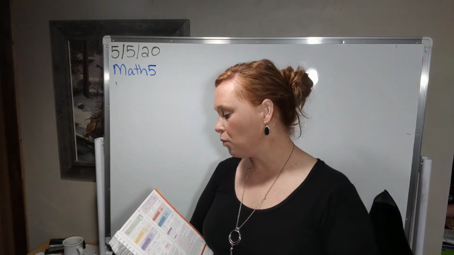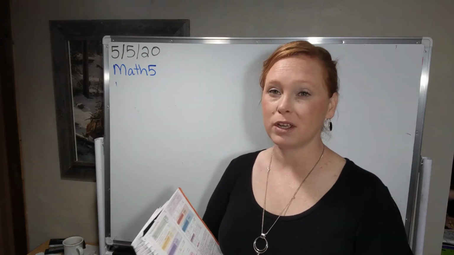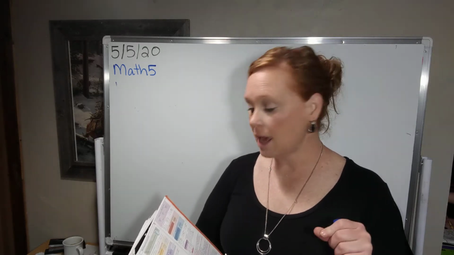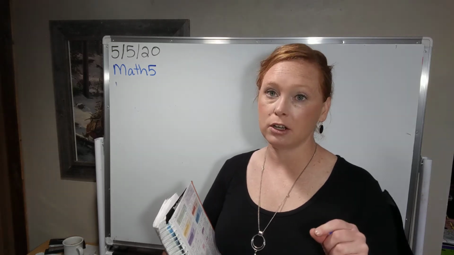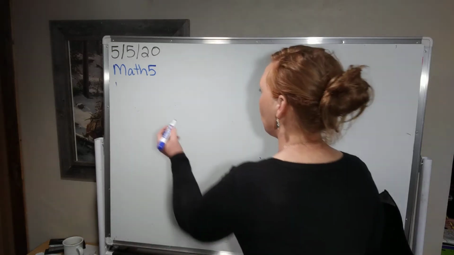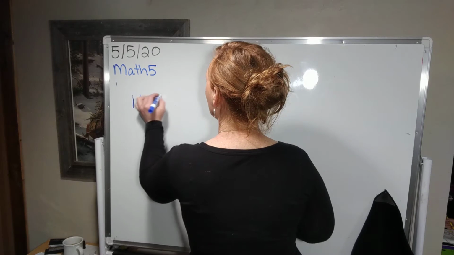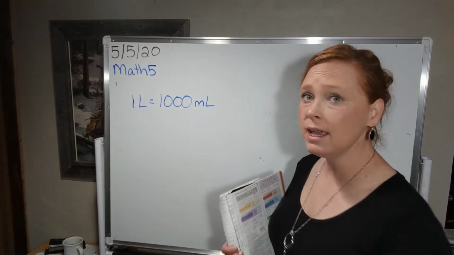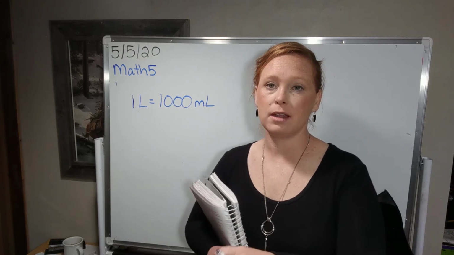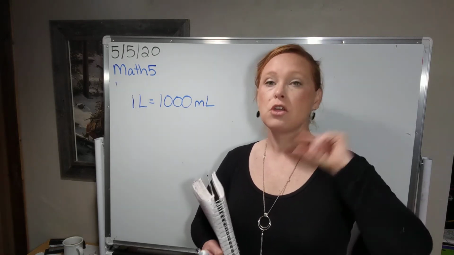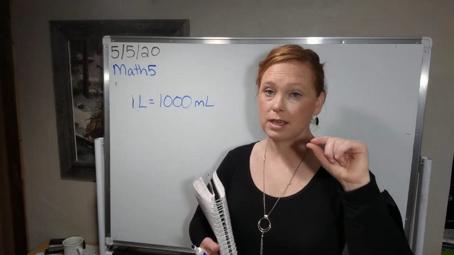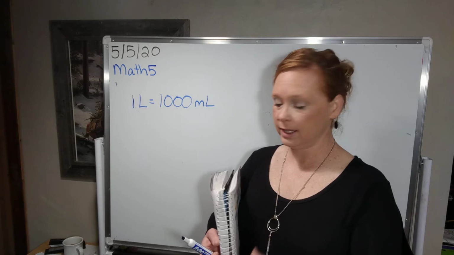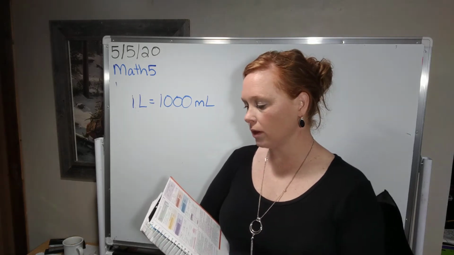Now, if we were to take that 1 liter cup and cut it into 1,000 little pieces, that's how much a milliliter is. So a milliliter is really small. 1 liter equals 1,000 milliliters. When we measure medicine, if you can picture the little medicine cups, those are measured in milliliters. So 1 milliliter is really small because it's 1,000th of 1 liter.